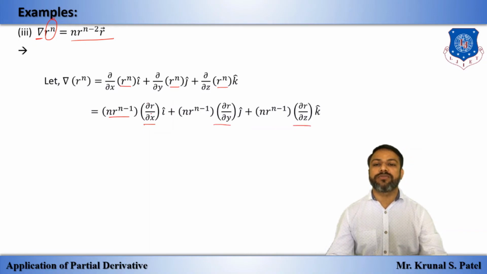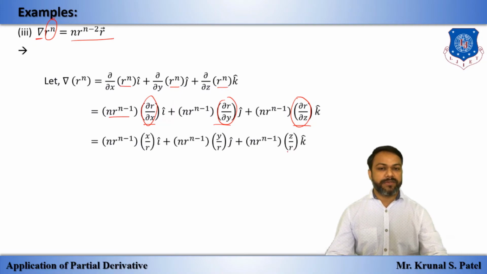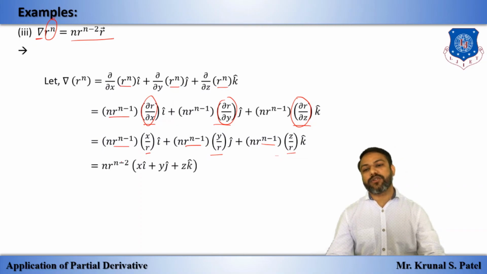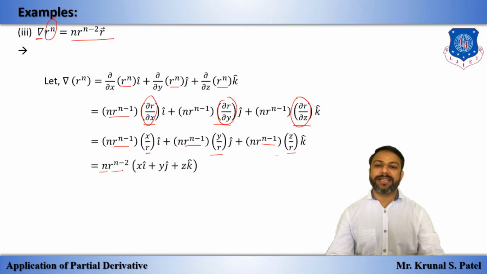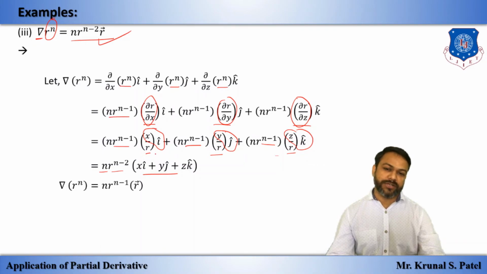Now we know the formula of these three, as we have already found x by r, y by r, and z by r. We just write them down. Now we can combine this r and r, so r raised to n minus 2, r raised to n minus 2, r raised to n minus 2, and we can take common. So n common and r raised to n minus 2 common. So we have x into i cap, y into j cap, z into k cap, which is our vector r, and which is our solution. So hence it is proved.